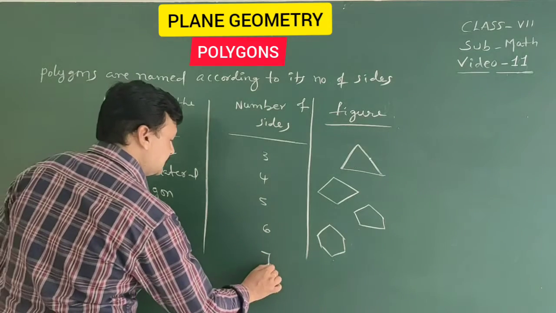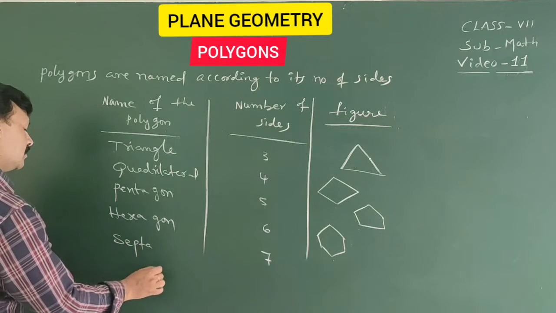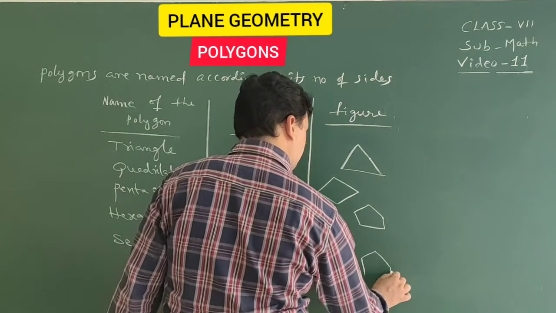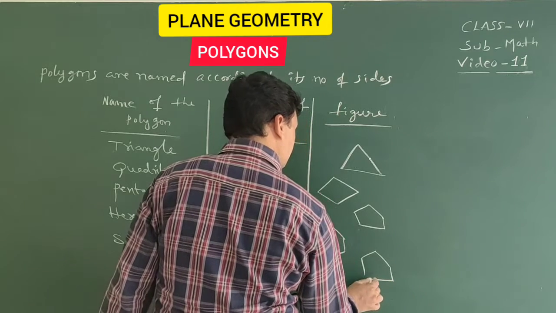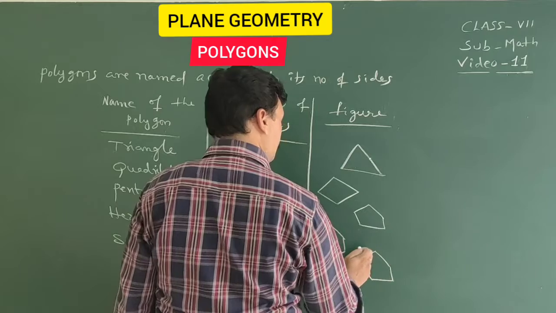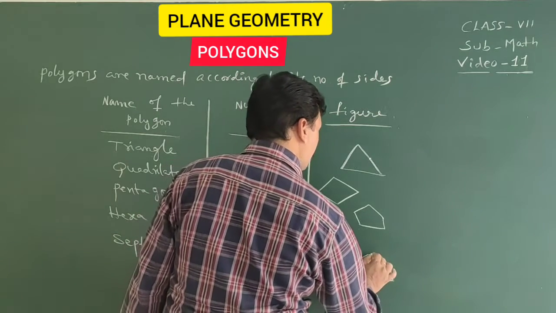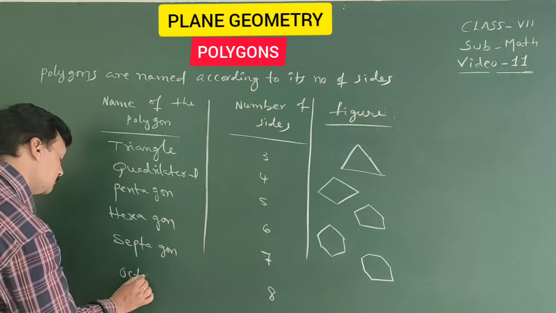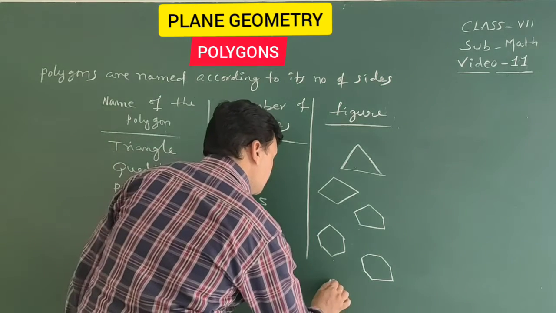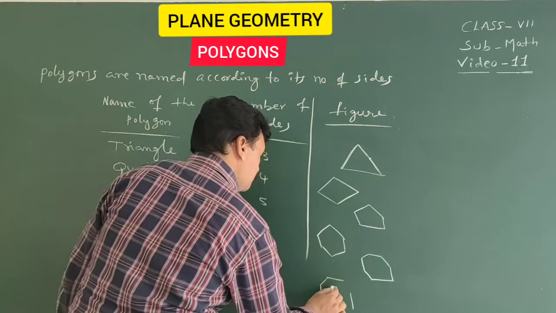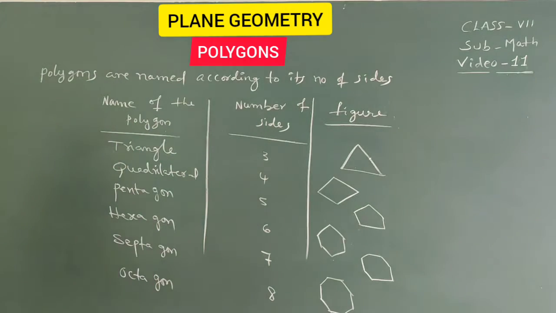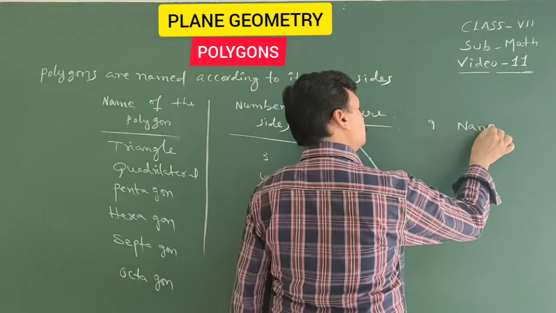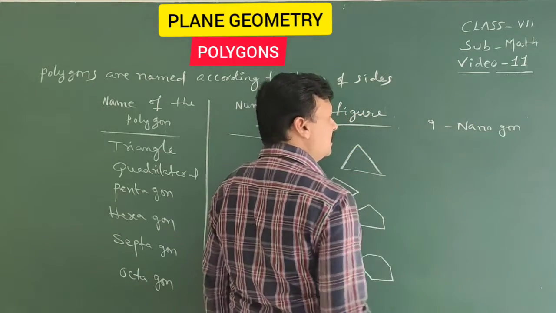Seven sides is a septagon or heptagon. A 7-sided polygon. Eight sides is an octagon, an 8-sided polygon. Nine sides is a nonagon, or nanogon.